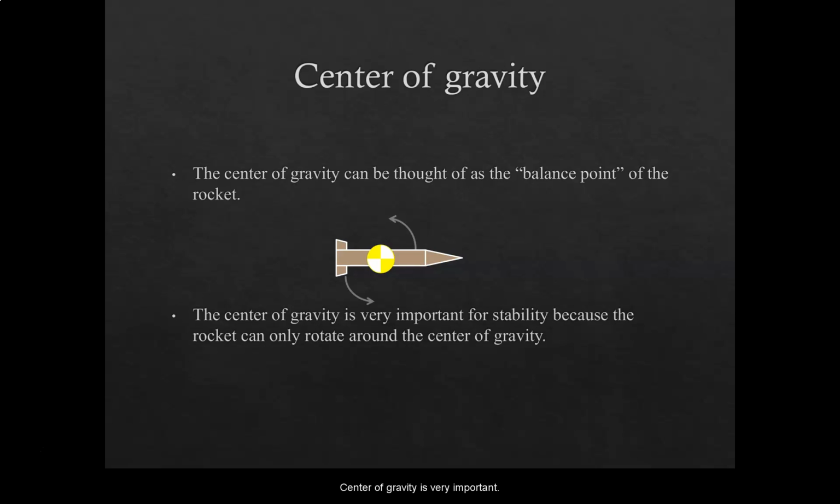The center of gravity is very important for stability calculations because it turns out a rotating rocket only rotates around that particular point on its body. It cannot rotate around the nose cone or around the rocket engines. It rotates around the center of gravity.